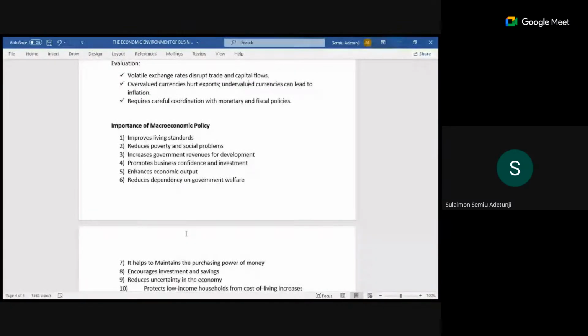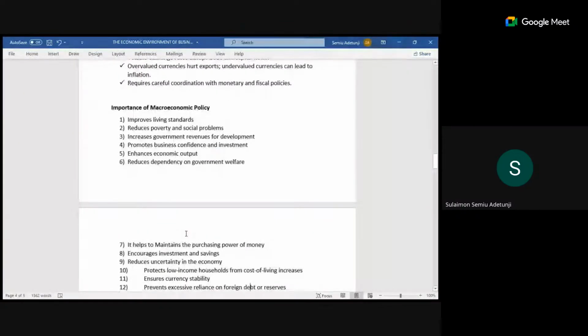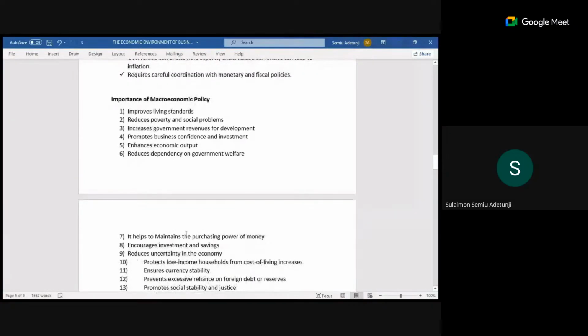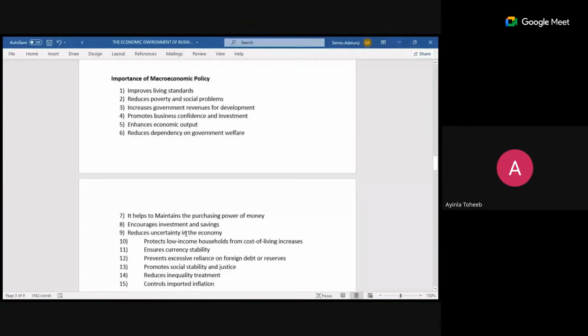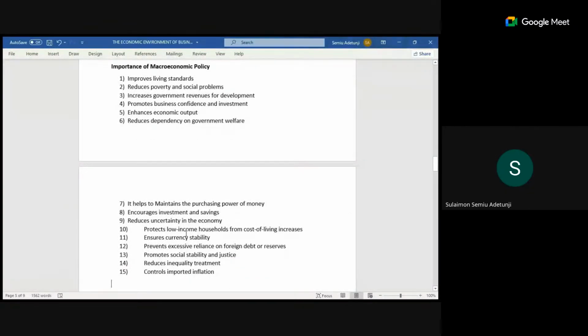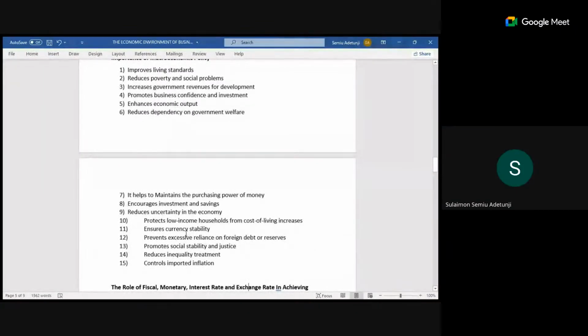The importance of macroeconomic policy: it improves standard of living, it reduces poverty, it increases government revenues and development, promotes business confidence and investments. This one does not require too much explanation. At least the majority of you know this one. Just to bring it out for you. Then enhance economic output, reduce dependency on government welfare. It helps to maintain the purchasing power of money. Encourage investments and savings. Reduce uncertainty in the economy. Protect low-income households.